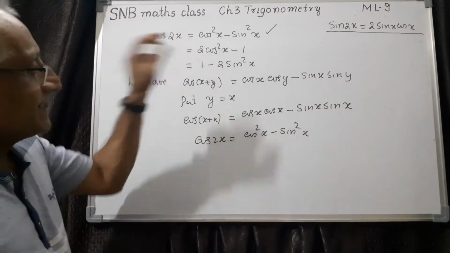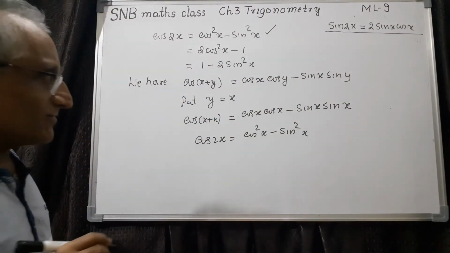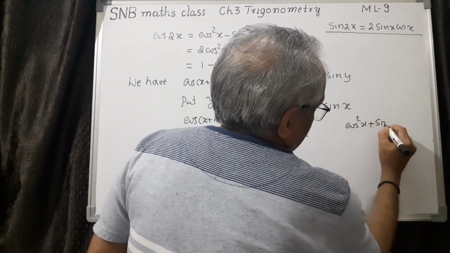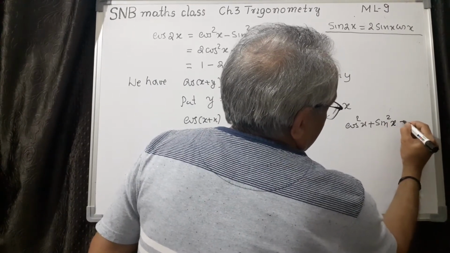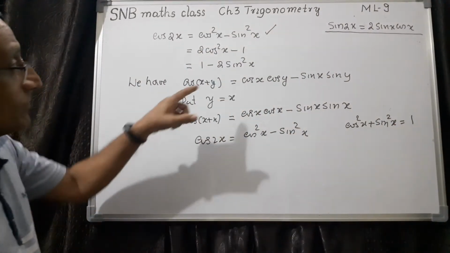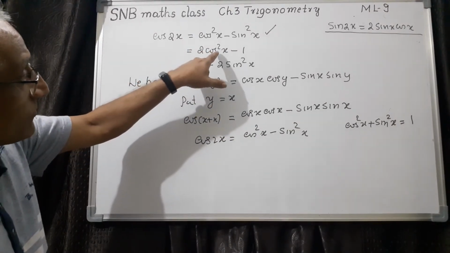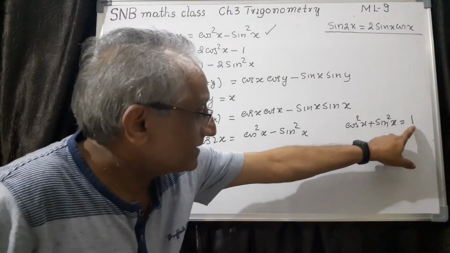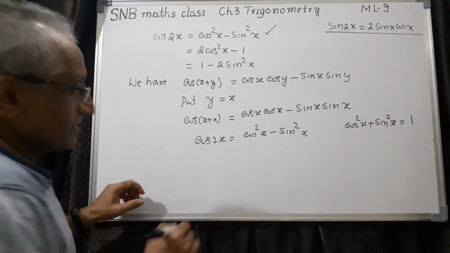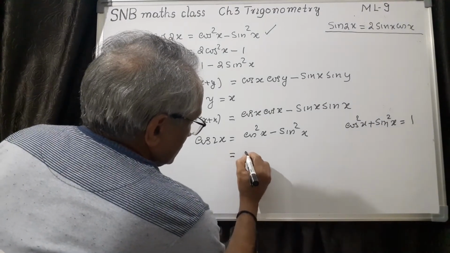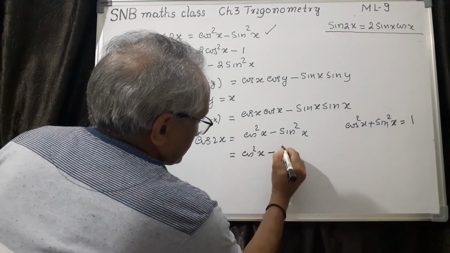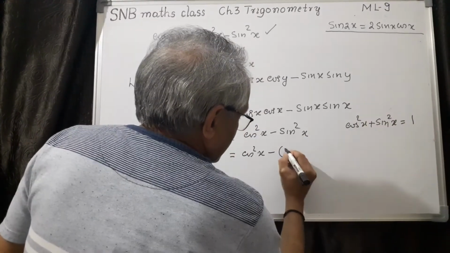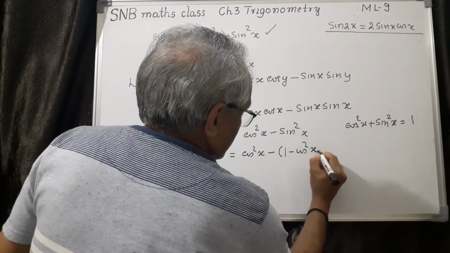Now how to prove the second one? What you have to do is, you know this rule, for any angle, the fundamental identity: cos square x plus sin square x is always 1. So in the expression, if you want only in terms of cos, replace sin square x. What is sin square x? Sin square x will be equal to 1 minus cos square x. Therefore, you can write this equal to cos square x minus, in the place of sin square x, you have to write 1 minus cos square x.